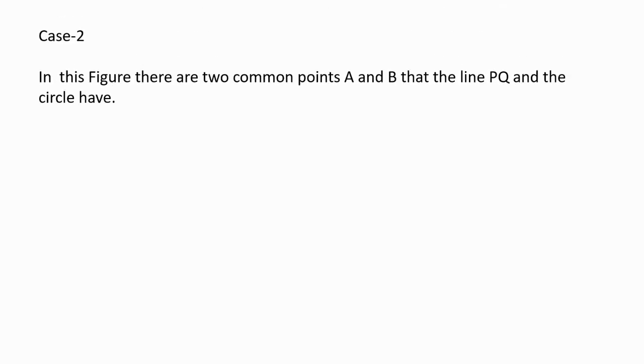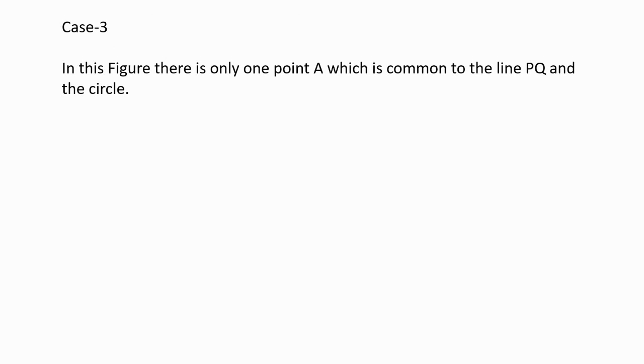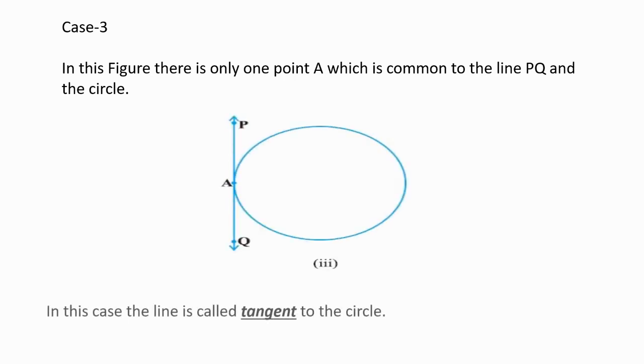Case 2. In this figure, there are two common points A and B that the line PQ and the circle have. In this case, we call this line PQ a secant of the circle. Case 3. In this figure, there is only one point A which is common to line PQ and the circle. In this case, the line is called a tangent to the circle.